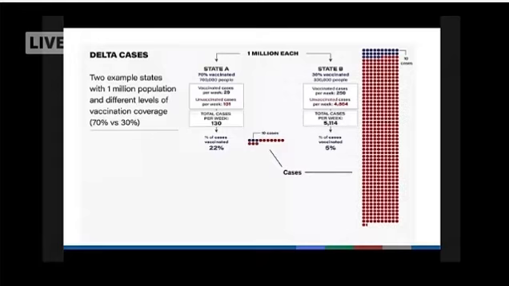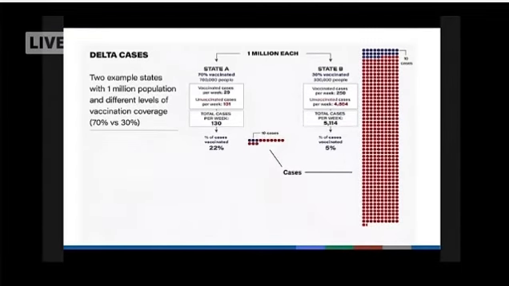The COVID data used for this example are actual data from the COVID Data Tracker website for states with similar coverage levels. The dots each represent 10 COVID cases, and in State A, 130 cases are occurring per week, compared with over 5,000 cases occurring weekly in State B.